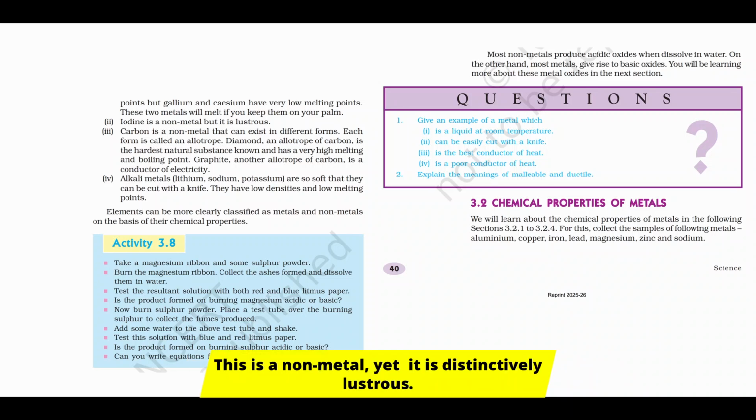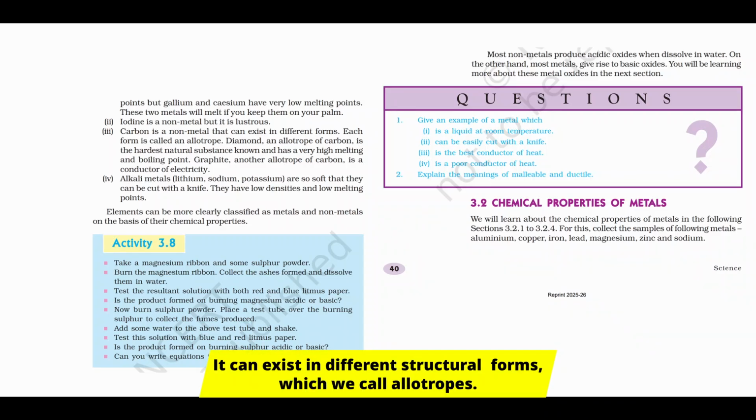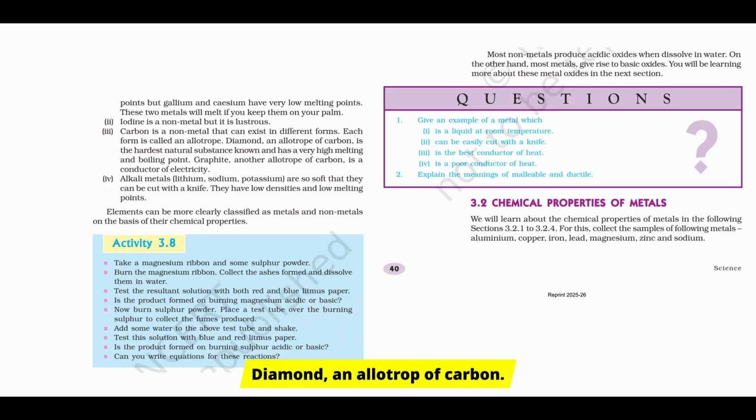Iodine. This is a nonmetal, yet it is distinctively lustrous. It has a shining, almost metallic appearance. Another classic exception for exams. Okay, iodine is shiny. Got it. Carbon. Carbon. This nonmetal is incredibly versatile. It can exist in different structural forms, which we call allotropes, and each allotrope of carbon exhibits unique properties that starkly contrast the general rules for nonmetals. Diamond, an allotrope of carbon.